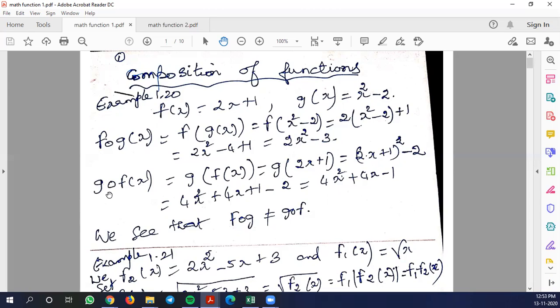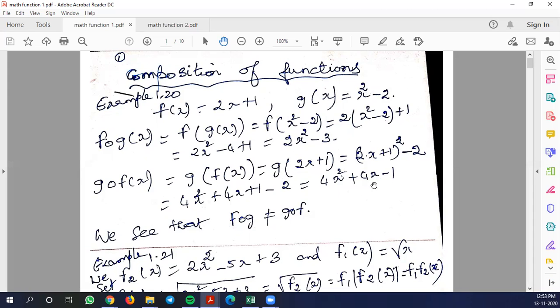Now the second part is g(f(x)). So that is equal to g of, what is f(x)? 2x + 1. So in the place of f(x), I am substituting the value 2x + 1. Now you have to take this full thing, 2x + 1, as x. Now go to g(x). What is g(x)? It is x² − 2. Now we are taking this full one as x, so in the place of x, I am substituting 2x + 1. Here one square is there, so (2x + 1)² − 2.